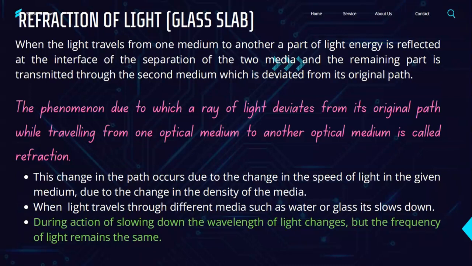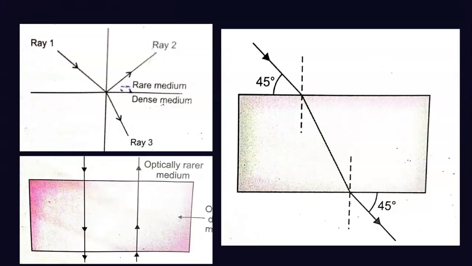When light travels from one medium to another, a part of light energy is reflected at the interface of separation of the two media, and the remaining part is transmitted through the second medium, which is deviated from its original path. Consider a ray of light going from medium 1 to medium 2 as shown in the first diagram. So this ray of light that is coming is known as the incident ray. When the ray of light is incident at this boundary of two media, this boundary is known as the interface.